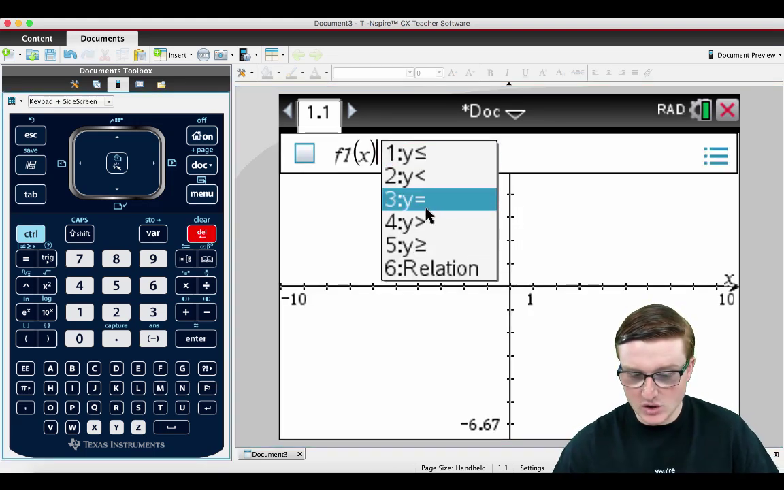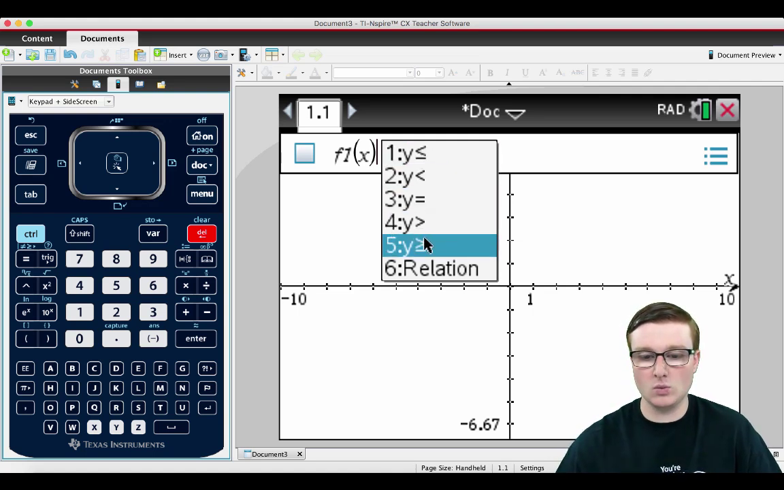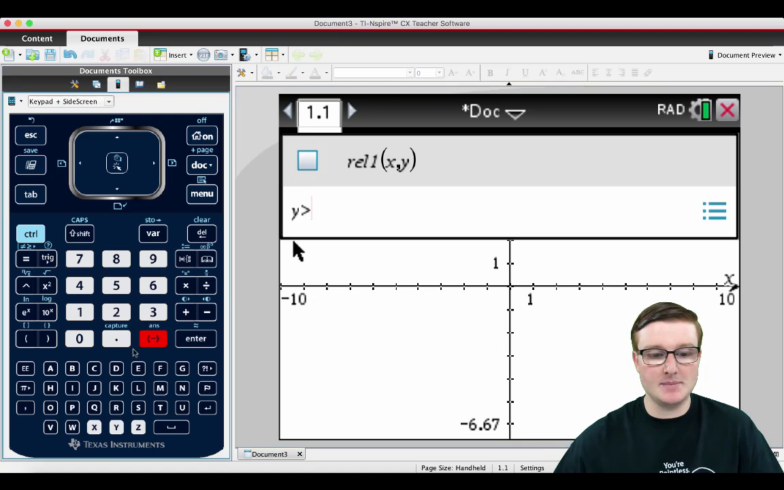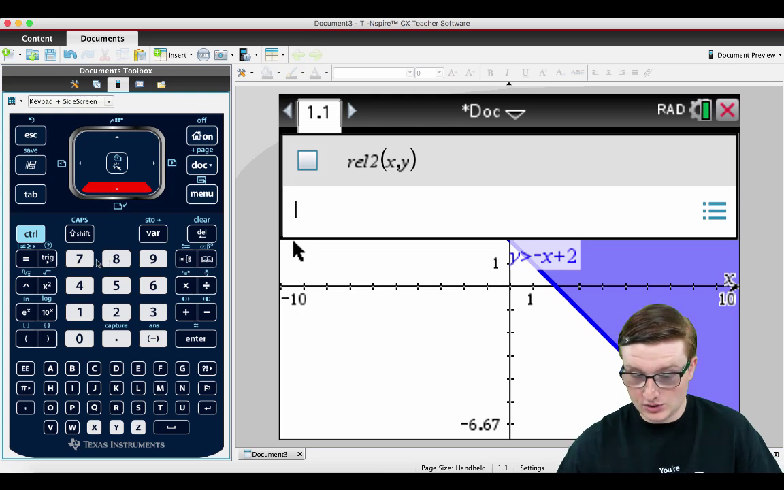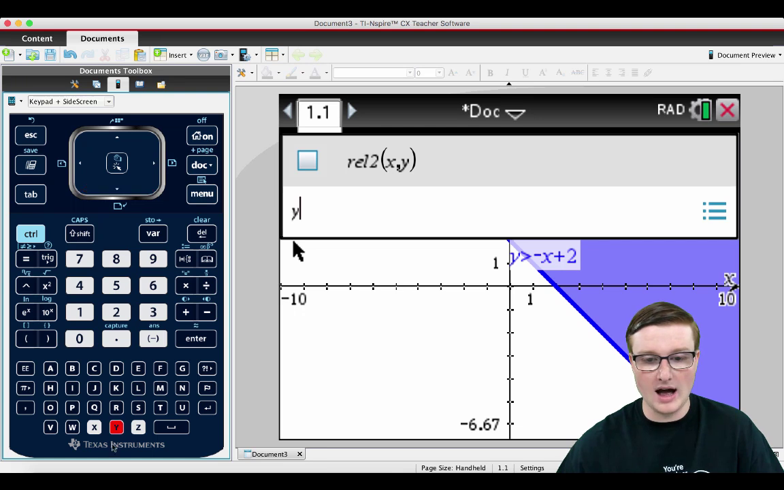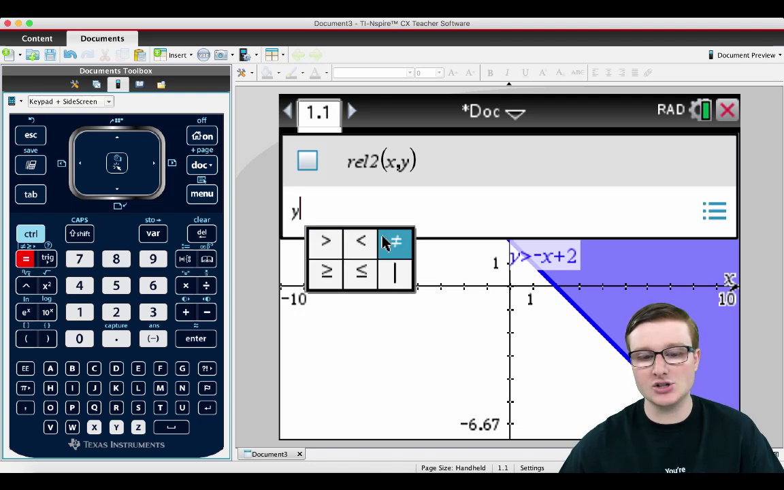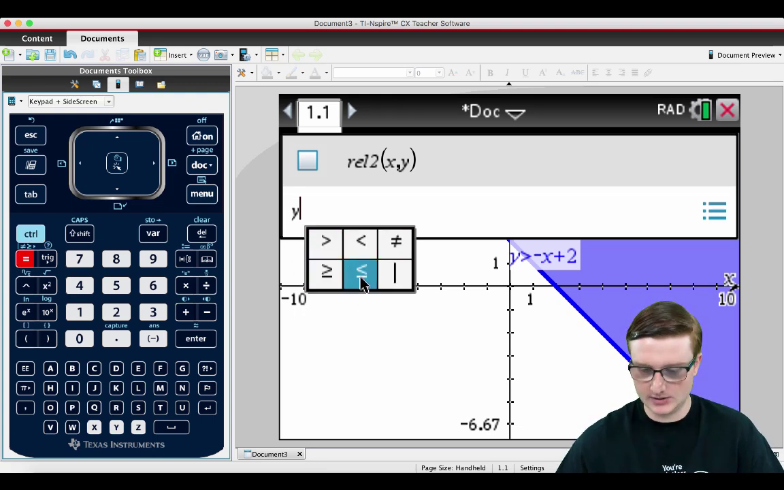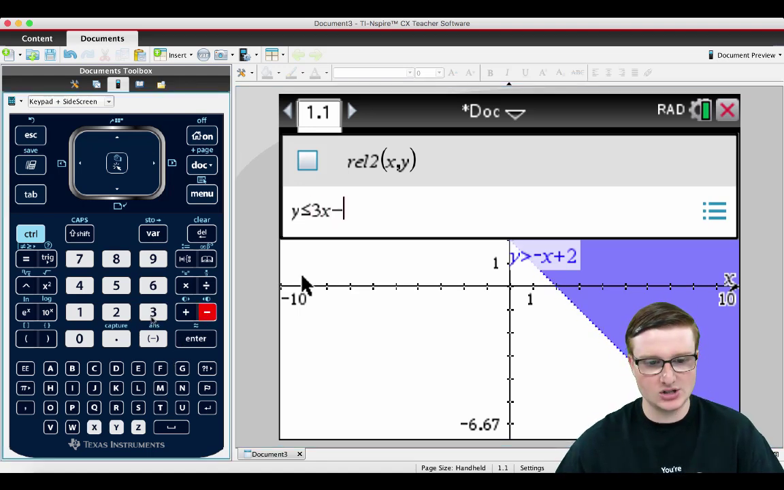If I were to delete and type in my first one, which is y is greater than, you just click on y is greater than, and you type in negative x plus 2, and then you press the down arrow, and it graphs it for you with no problem. Now for the second one, I could press y. To get your less than or equal sign, notice how it's not here anymore. If you press Control equals, it actually comes up as a menu of all your inequalities. So y is less than or equal to 3x minus 2.